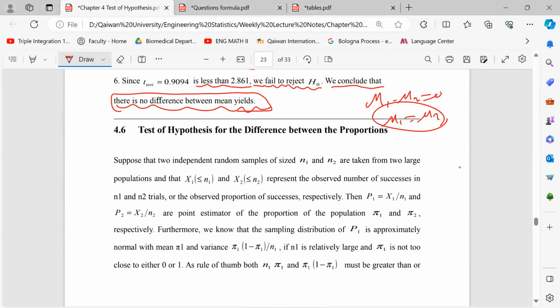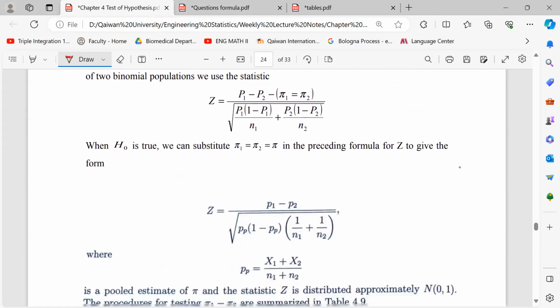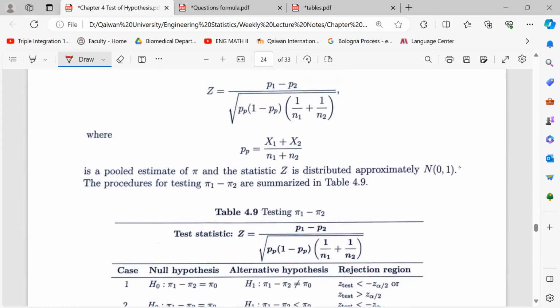We now have the test of hypothesis for the difference between two proportions. Up to now, we studied test of hypothesis for a mean, for a variance, and for the difference of two means. We studied these three. And we now have the test of hypothesis for the difference of proportions. Here, we use this table. This is our table.